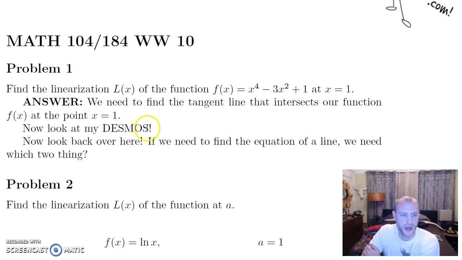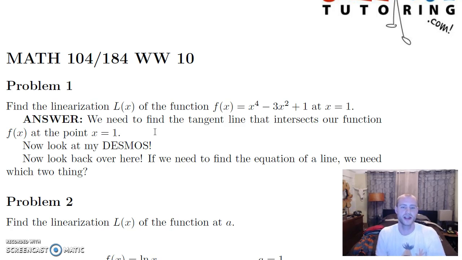And then for this, you input that function, whatever the function is. In other words, the equation of that line, that's what they're asking for. That's the answer in this case. So I hope that helps. That's problem 1 of Math 104, Weber 10.